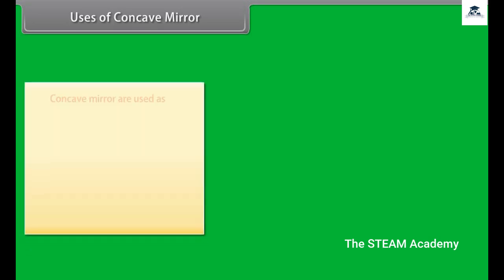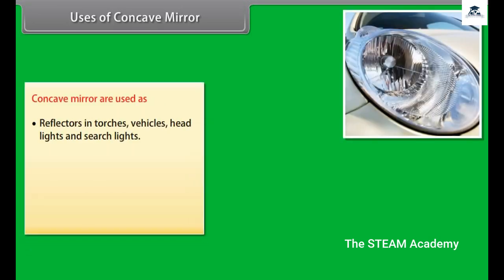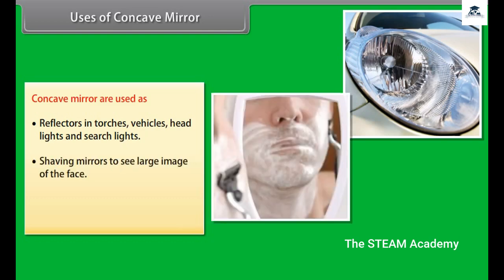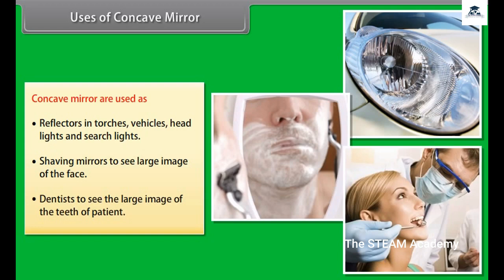Uses of concave mirror. Concave mirrors are used as reflectors in torches, vehicle headlights and searchlights. Shaving mirrors, to see large images of the face. Dentists use them to see large images of the teeth of patients.